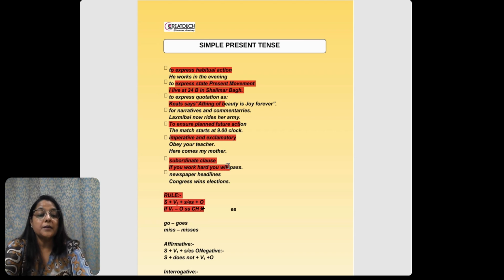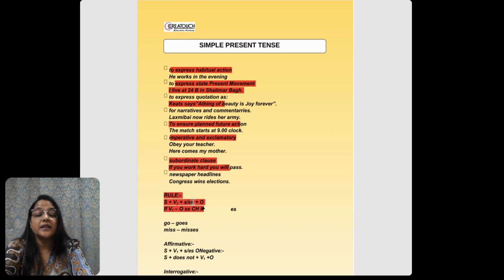So the rule for the simple present tense is a subject has to be there, an object has to be there. What you need to know is the verb. If the verb is in the first form, remember the verb in the first form, depending on the subject, which is singular or plural, you can change it accordingly, from the past to the present, present to the past, anywhere, changing the tense according to the situation.